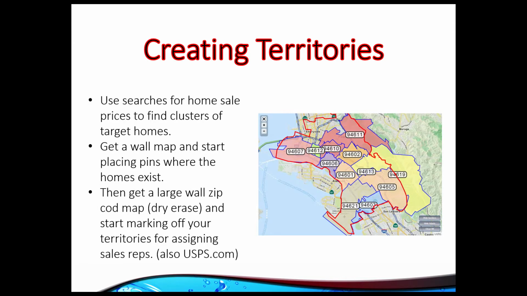We got the territories. Then we get a large wall zip code map, which is dry erase, and start marking off your territories for assigning sales reps.